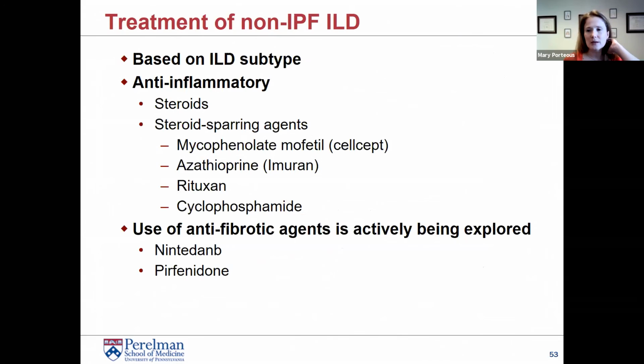A brief discussion on treatment of non-IPF ILD. So it's a huge catch bag. Anti-inflammatories are in our toolboxes, so steroid and steroid-sparing agents. And then we're learning more about how to use these antifibrotics in these patients. There are a lot of active ongoing trials to explore when and if to use nintedanib or pirfenidone.